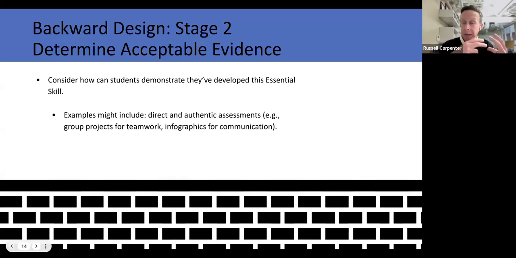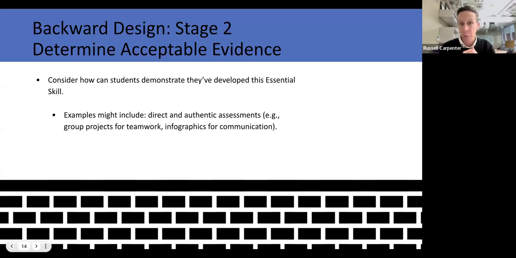They're able to display their capacity with that essential skill through conversations, or depending on the essential skill, collaboration and teamwork in the course itself. They're able to transfer that. They know what the skill is. They were able to articulate it. They're able to define it. And they're able to transfer it to different learning contexts. So this is an opportunity to reimagine that acceptable evidence, which is a really important phase of the process.